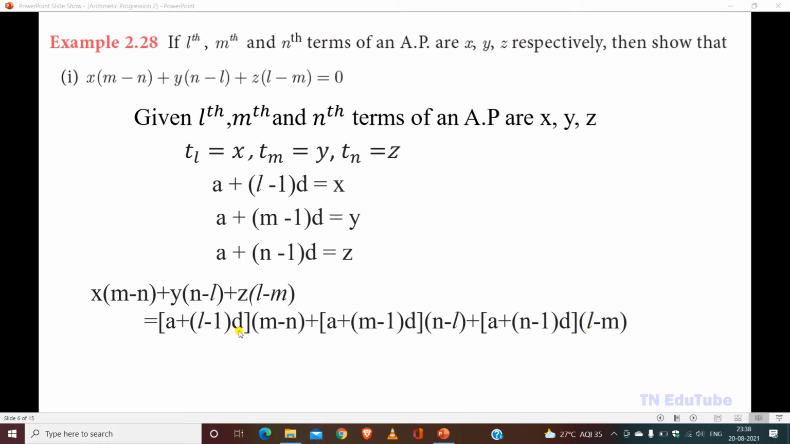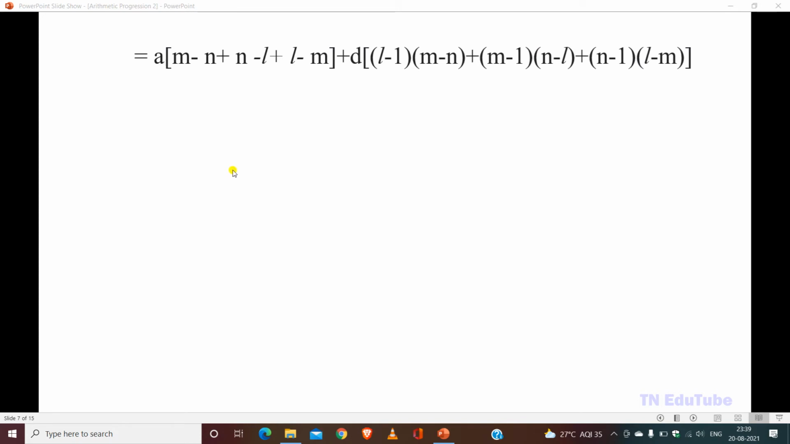So here the first term, when you are multiplying inside by m minus 1, you get one a term. Here n minus l multiplication inside, so you get one a term. Here l minus m multiply inside, you get one a term. That you have to write first. That is a into m minus n plus n minus l plus l minus m. Like that, d also you get l minus 1 into m minus n, and m minus 1 into n minus l, n minus 1 into l minus m.